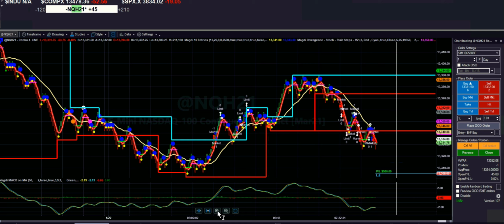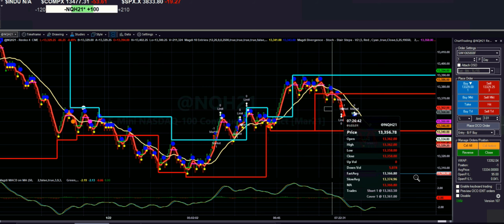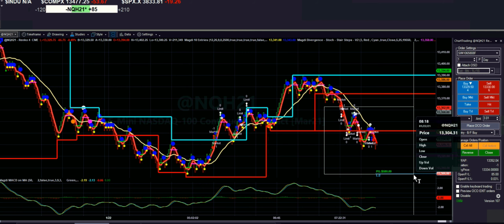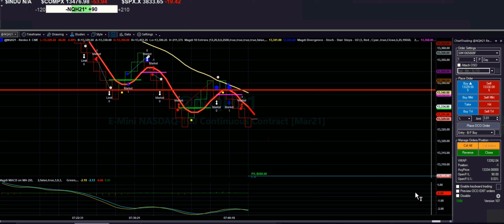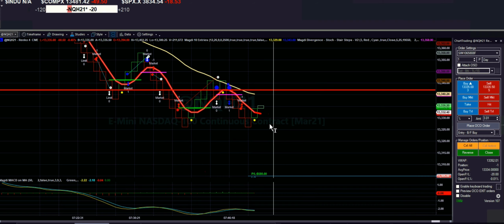And remember one thing here. One of the rules we have. Oh, it did cross, okay. When it crosses, okay, you will have a support resistance right here somewhere.